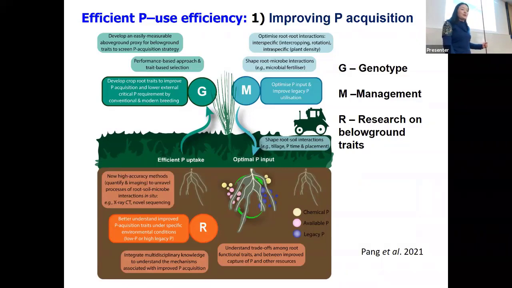The first pathway would be to improve phosphorus acquisition from the field. To achieve that, we need to have better genotypes through breeding programs. And also, through appropriate phosphorus fertilizer management, we need to optimize phosphorus input and improve legacy phosphorus utilization. Legacy phosphorus means the phosphorus being locked in the field. And also we need better research on below-ground traits associated with improved phosphorus acquisition.